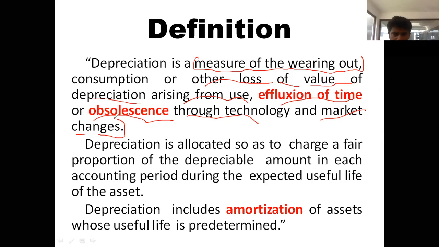Depreciation includes amortization of assets whose useful life is predetermined. Amortization means the process of reducing. So it is the process of reducing the assets; a reduction in the useful life takes place.